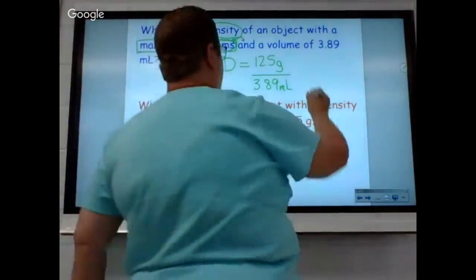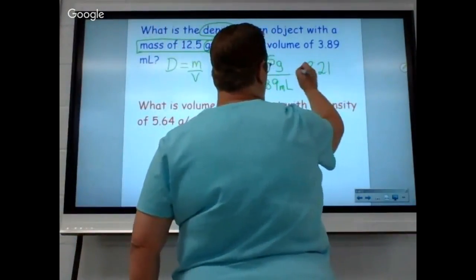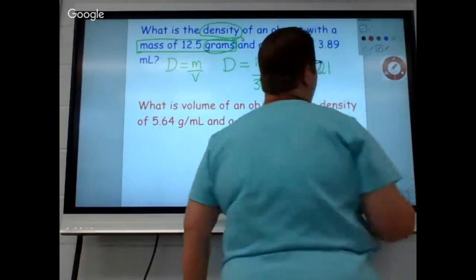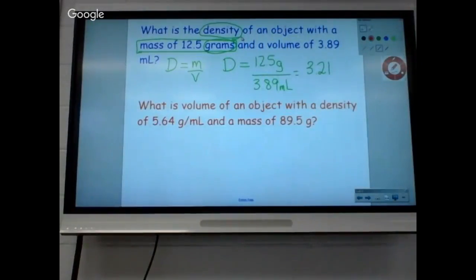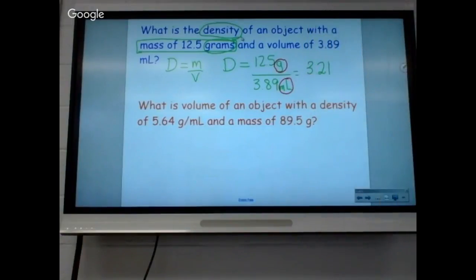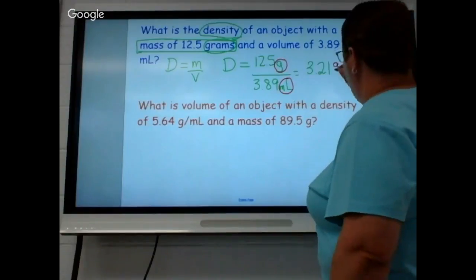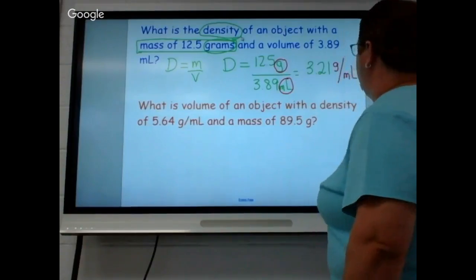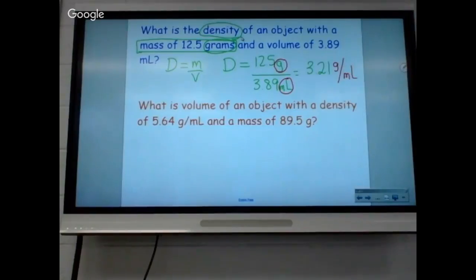and we get 3.21. Now, when I look at those units, what can you tell me about those two units? Do they have anything in common? No. So are they going to cancel each other out? No. So when I go to write my answer, I have to write both of those units. I have to write grams per milliliter. So I'm going to write 3.21 grams per milliliter. I'm keeping both parts of the unit. I'm not dropping anything. Okay?